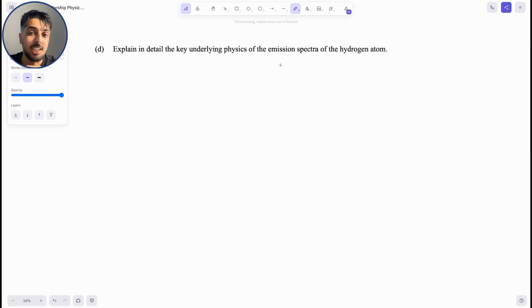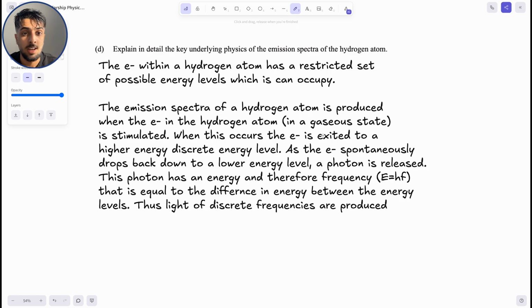Explain in detail the key underlying physics of the emission spectra of the hydrogen atom. The electron within a hydrogen atom has a restricted set of possible energy levels which it can occupy, right? That's the idea of quantized energy levels. The emission spectra of a hydrogen atom is produced when the electron within the hydrogen atom, in a gaseous state, is stimulated. When this occurs, the electron is excited to a higher energy level.